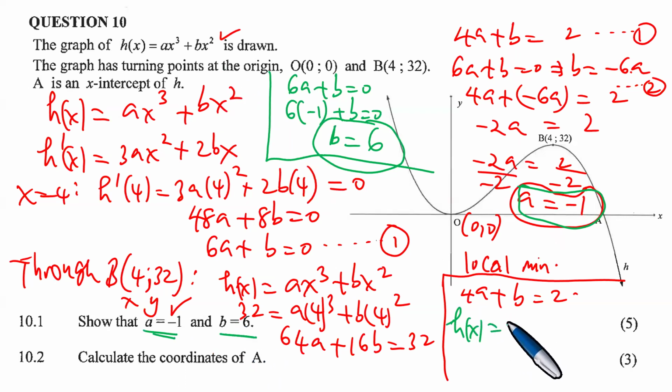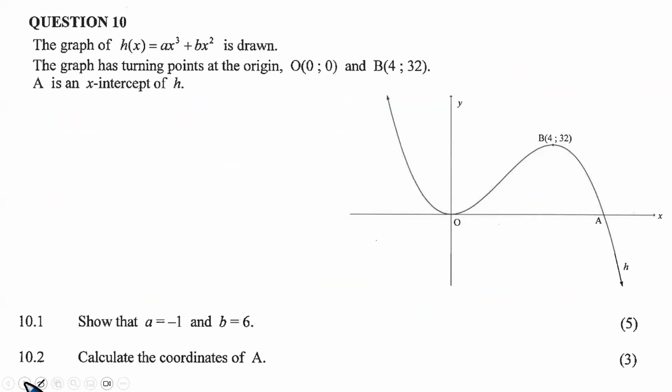So the equation is h equals ax cubed plus bx squared. What is a? a is minus 1, so this is going to be minus x cubed, and b is 6, so you're going to put 6x squared. We have found the equation without using that formula of the roots of the x-intercepts. I did not use that one. Next question.